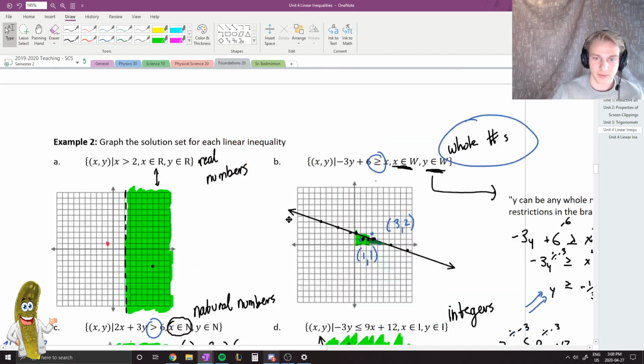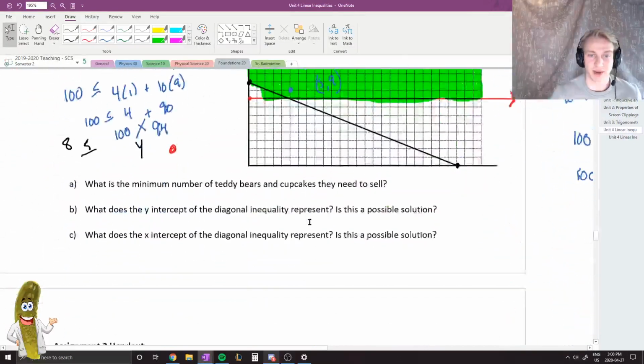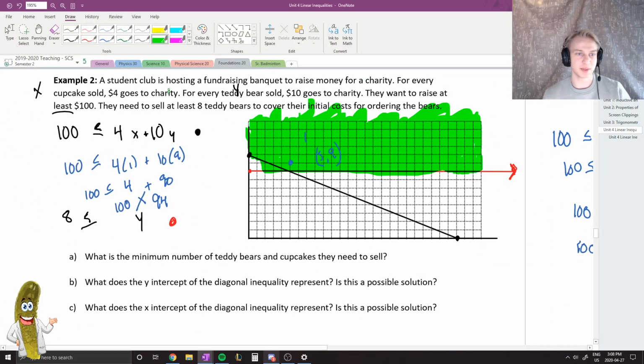I agree. Because I can, in fact, sell 0 teddy bears, and that is okay. So what I need to put next to these equations then is a little comma and put x, y. Second equation was down here. I need to put x and I need to put y.